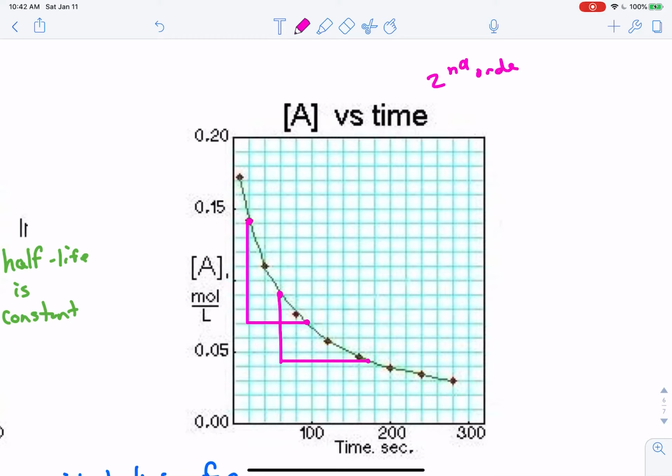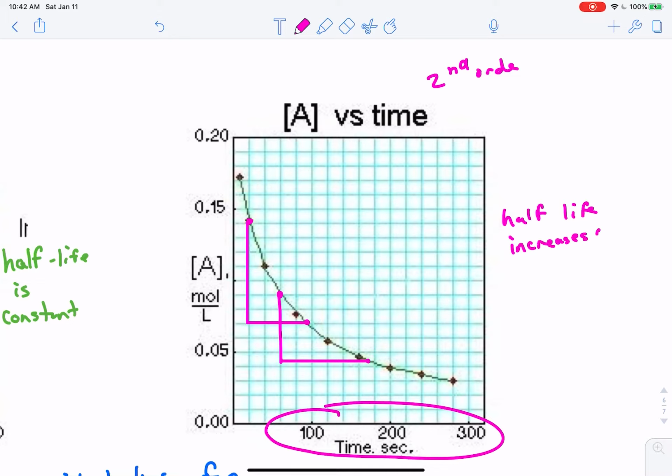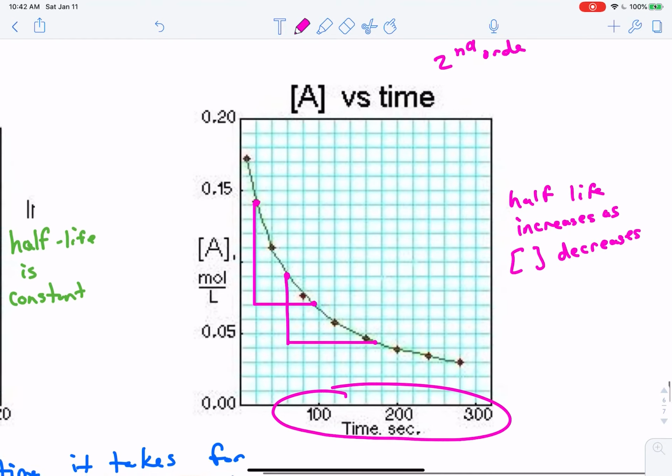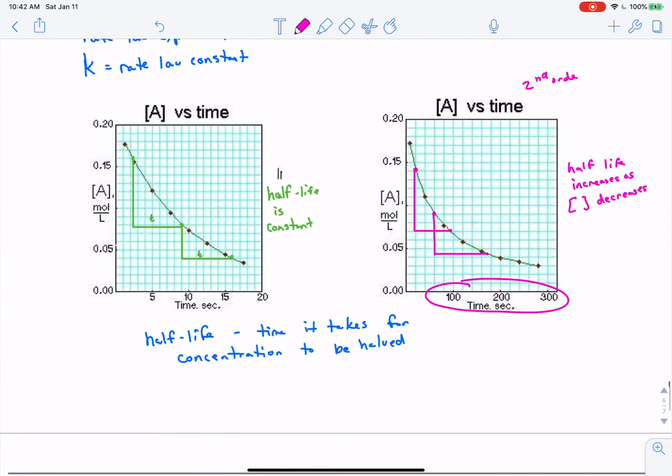Also, really pay attention to those units down at the bottom of your axes, because the IB will try to catch you not paying attention to that stuff. So pay attention to units. So here, half-life increases as concentration decreases. So in these terms, half-life is just referring to halving the concentration that you're at, not the total. Just any point to any point that's half of it.